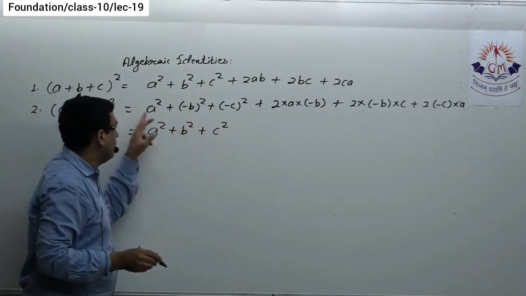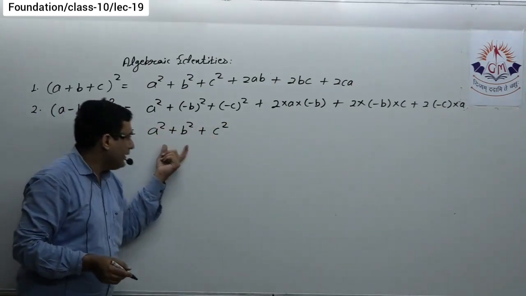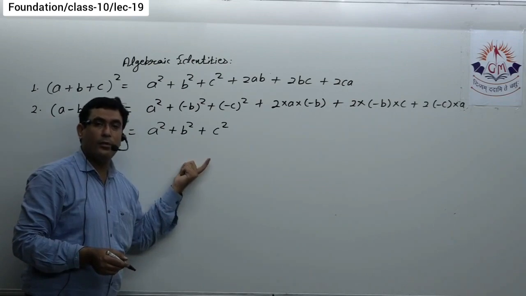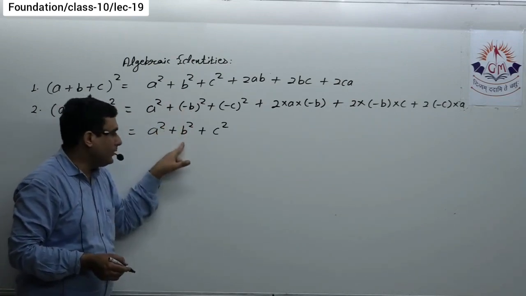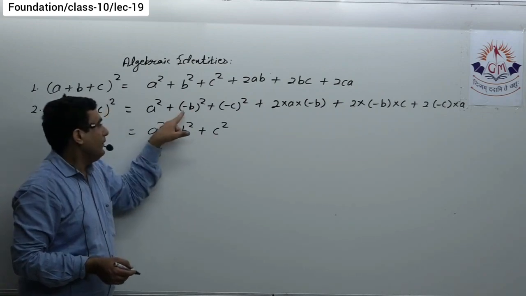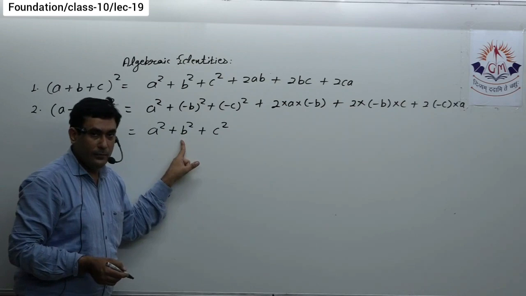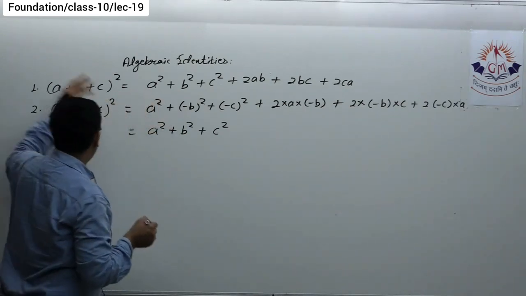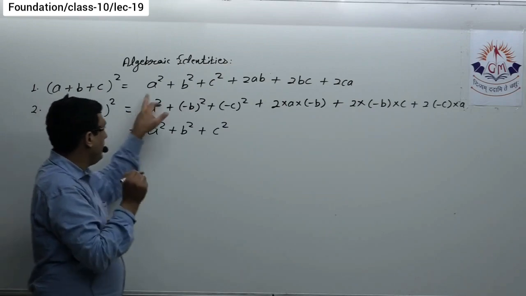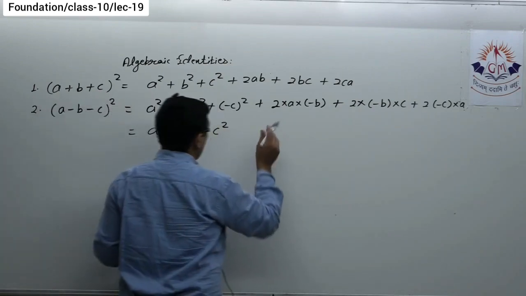That means even though b, c, or suppose a is also negative, the first three terms I will always get are a square plus b square plus c square, because when it was positive, its square will be b square. Even if I take it with a negative sign, it will again become positive b square only. So I can say the first three terms in all 8 versions remain a square plus b square plus c square only.